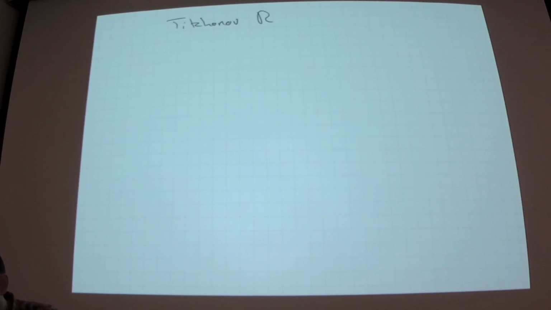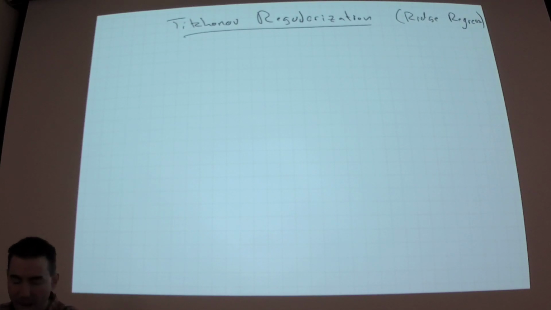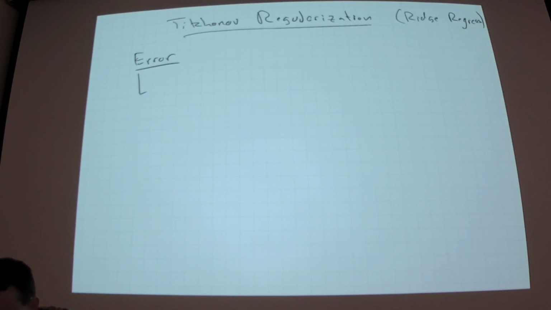Tikhonov regularization. This is also called ridge regression. Okay? And so this is going to be a simple way of adding a bias. I'm going to have a new error model. I'm going to call this L2S. The 2 is for the L2, the sum of the squares. The S is going to be a parameter. We have X, and I'll have some alpha. And now to measure the error, let's say I'll have X, Y, and alpha.